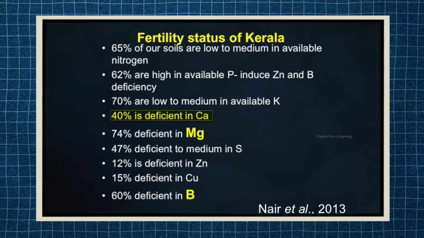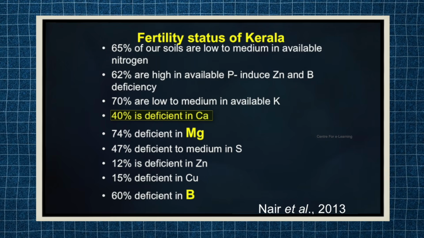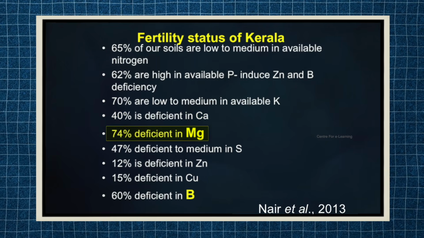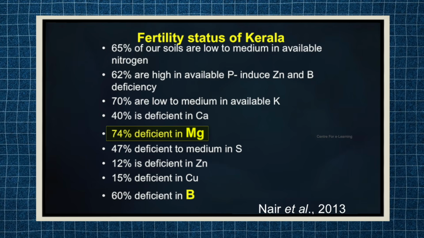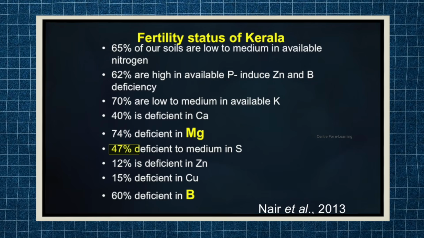So also the case with calcium. When pH is very low, calcium deficiency is there, and it is identified that more than 40% of our soils are deficient in calcium. Magnesium deficiency is very severe, almost equal to or more than that of potassium. So magnesium application is also essential.